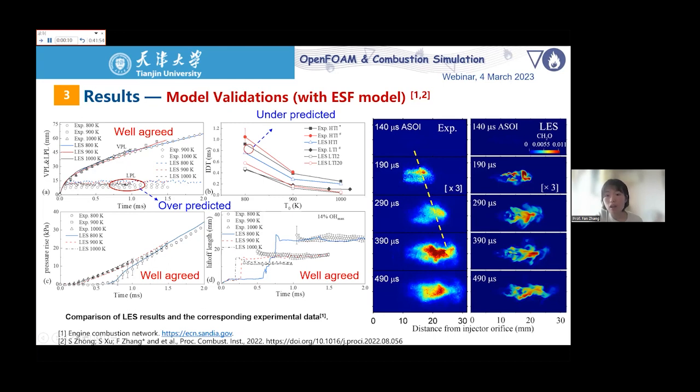If you look at the spatial distribution of formaldehyde, we can find the initiation of the formaldehyde in the periphery of the spray, which is similar to the experiments. And then we can find the progress of this formaldehyde forming in the downstream until the 490 micrometer, which shows our LES result can give a good agreement with the experiments. So that means we can analyze our results based on the LES data.